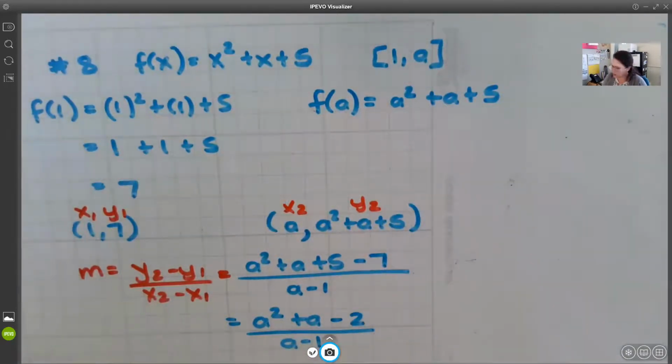We can simplify that a little bit more. And then you don't want to necessarily simplify it more than that. It's possible that yours might be able to be factored and simplified, but don't simplify it any more than that. Just leave it as it is.